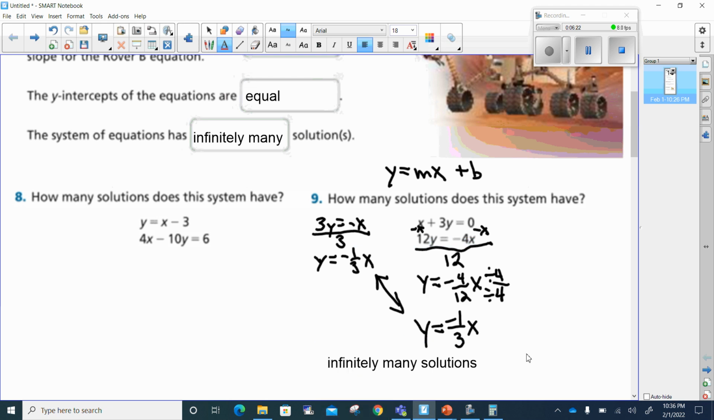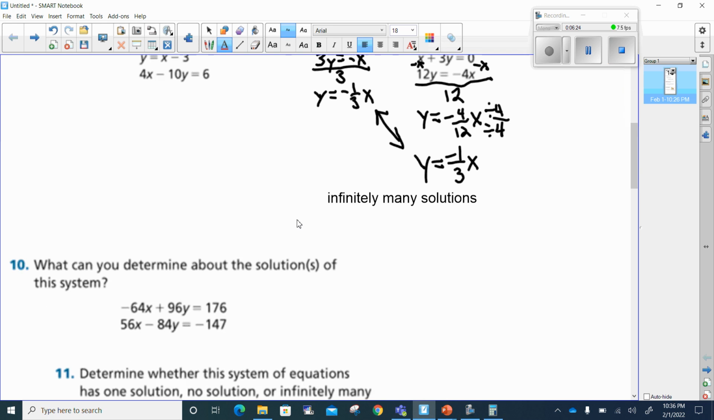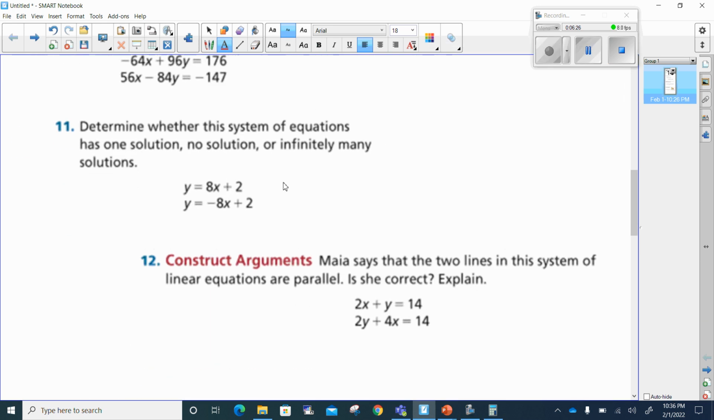Okay. All right. Let's go to number 11. Determine whether the system of equations has one solution, no solutions, or infinitely many solutions. Okay. I could tell you right now it has one solution, and that's because the slopes are different.